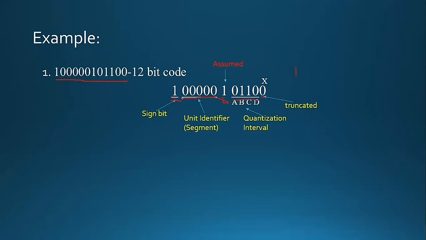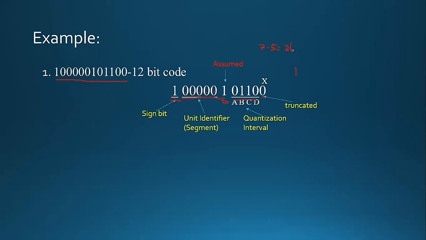Next, count the number of trailing zeros. So this would be 1, 2, 3, 4, and 5. Then, after counting the number of trailing zeros, it is stated that we must subtract it from 7. So 7 minus 5, that is 2.